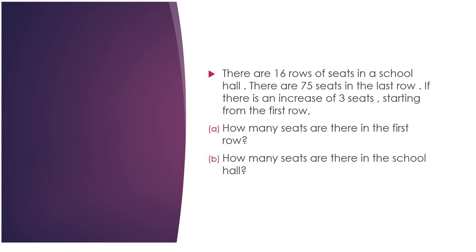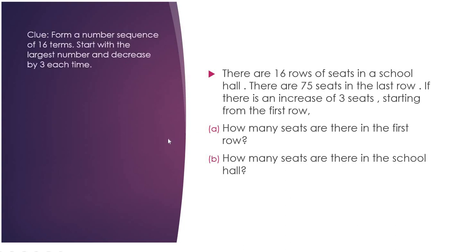Okay, let's check our answer. So we have a clue here. Form a number sequence of 16 terms, right? Start with the largest number and decrease by 3 each time. So we start from 75 and we decrease by 3 each time: 75, 72, 69, 66, 63, 60, 57, 54, 51, 48, 45, 42, 39, 36, 33, and 30.